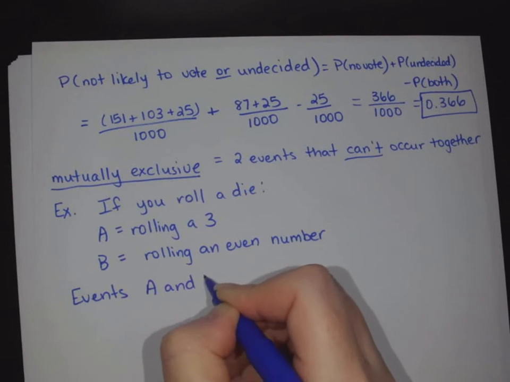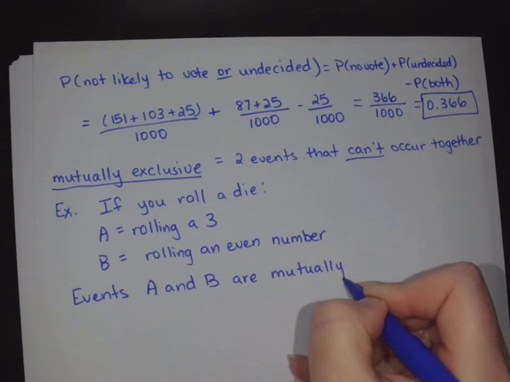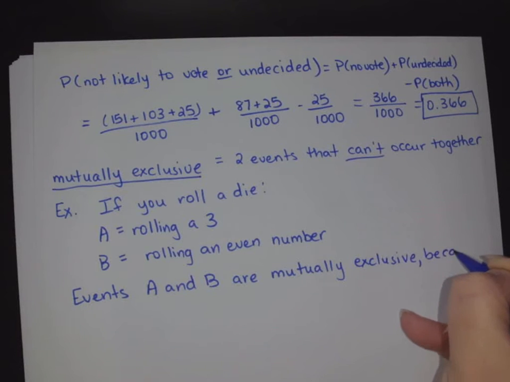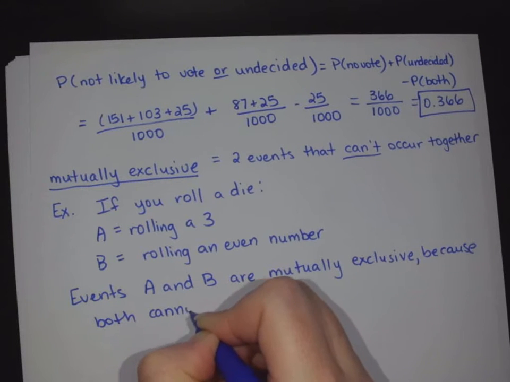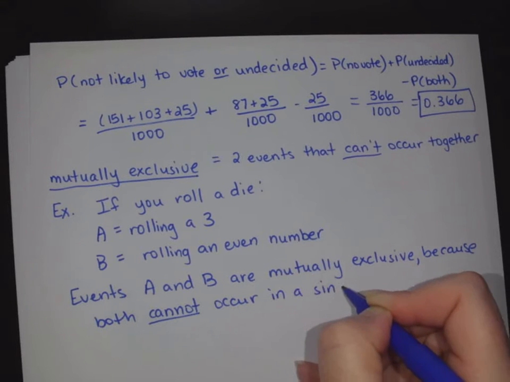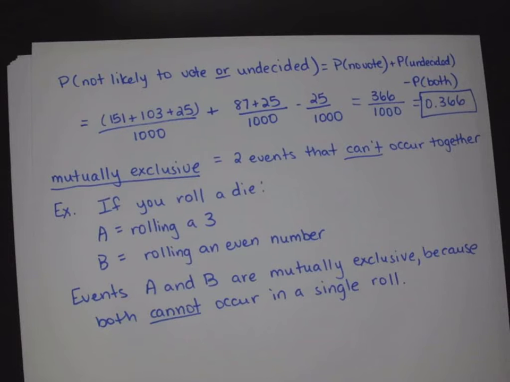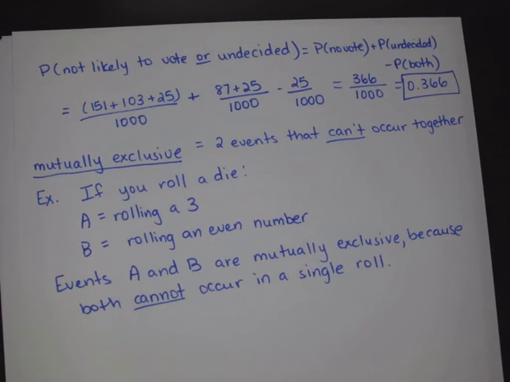Notice that events A and B are mutually exclusive, because a number won't be both a 3 and an even number. It's impossible, right? Because 3 is not even. They're mutually exclusive because both cannot occur in a single roll. Notice that if event A was rolling a 2 and event B was rolling an even number, then those would not be mutually exclusive, right? Because those could occur together. You could roll a 2, which would also be an even number. But in this case, a 3 is not even, so both can't occur at the same time.